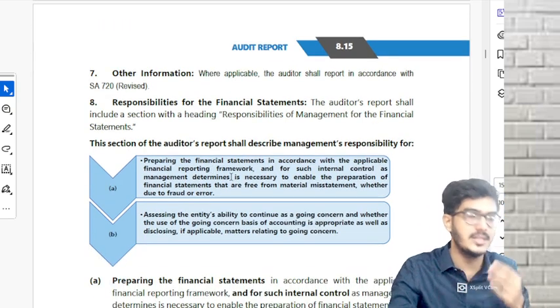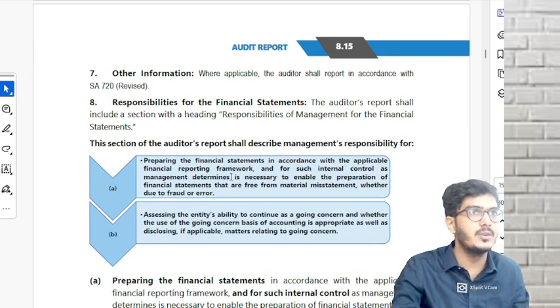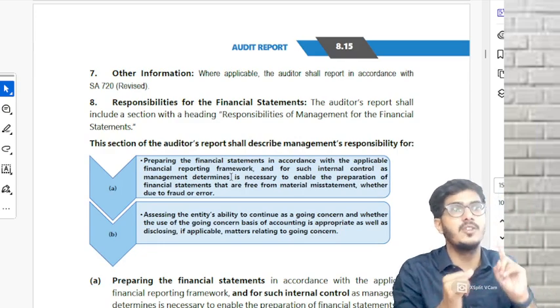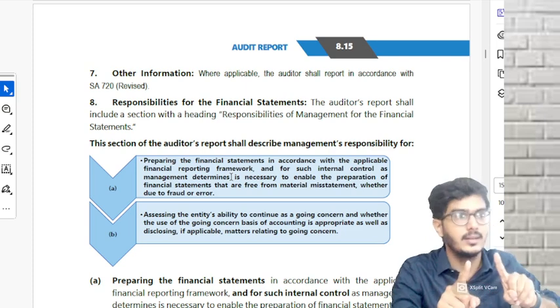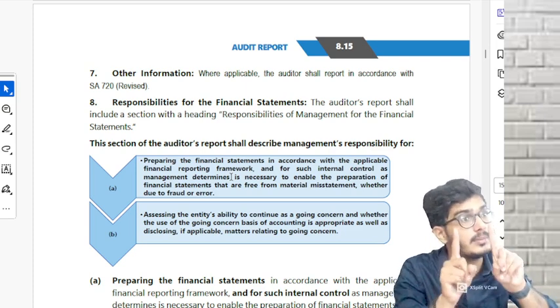Responsibilities for financial statements. Again, now the worst part, I would say a happy part. Already responsibilities of management is covered in your chapter 11. And responsibilities of auditor again covered in chapter 11.